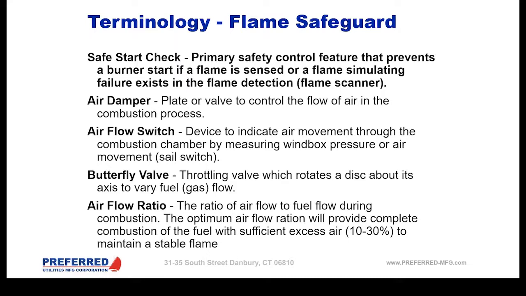So this is a very good safe start check that needs to occur. Air damper. This is usually the plate or valve to control the flow of the air in the combustion process. In many of these forced draft air burner applications, that particular combustion air fan is going to run at synchronous speed. In other words, it's going to run at approximately 3,600 RPM. Basically, you use this valve to control the air into the combustion process, and that will be modulated along with the fuel valve to maintain a particular air-fuel ratio control point.